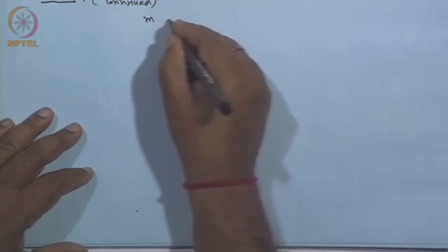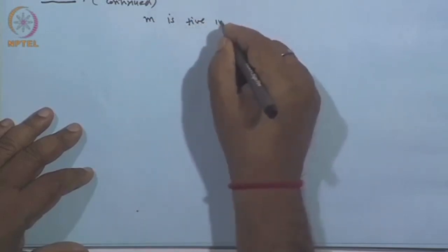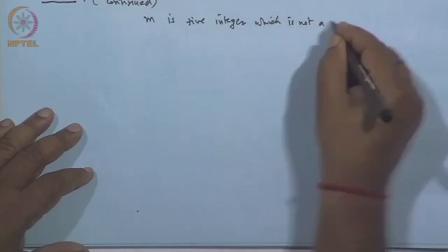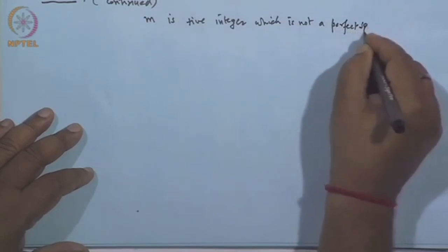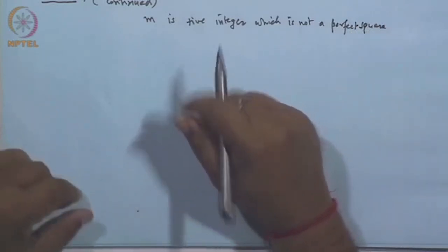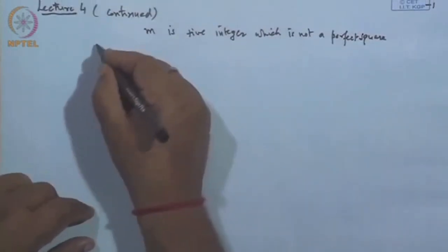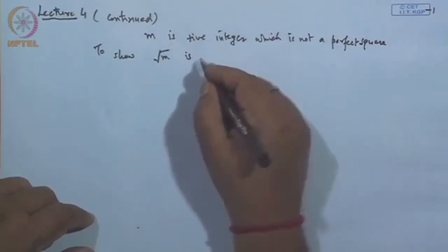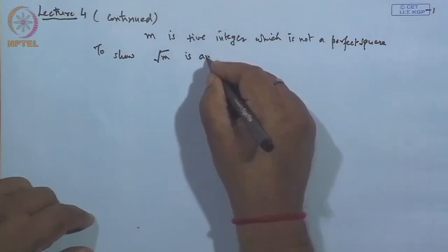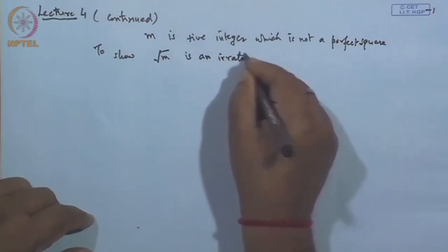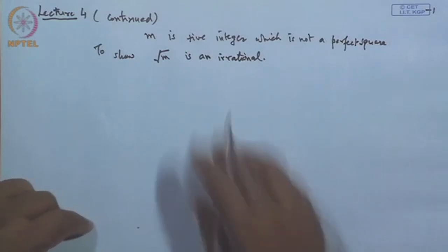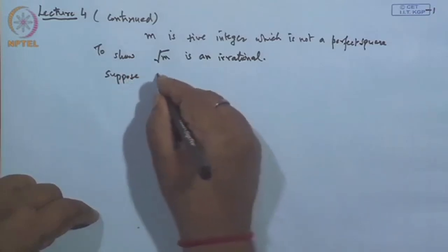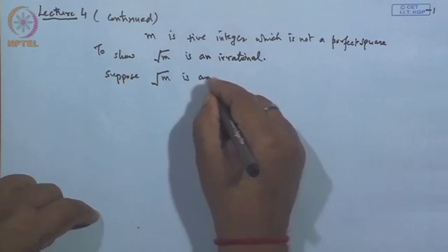Suppose m is a positive integer which is not a perfect square. Then we will show that square root of m is an irrational number. That we were discussing. So we prove this by contradiction. Suppose square root of m is not an irrational number.